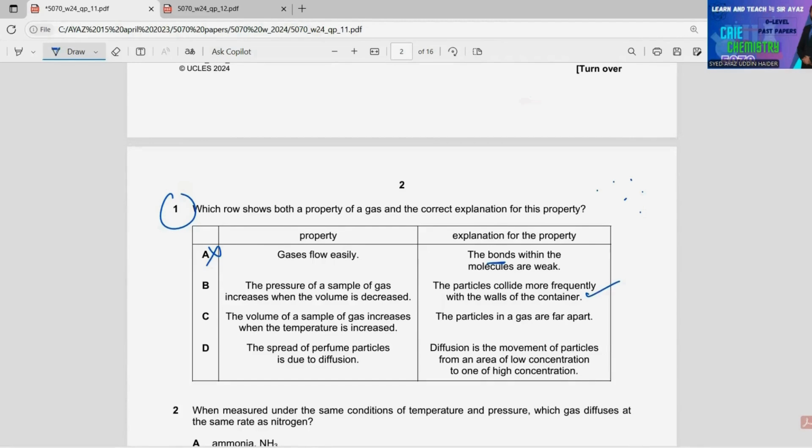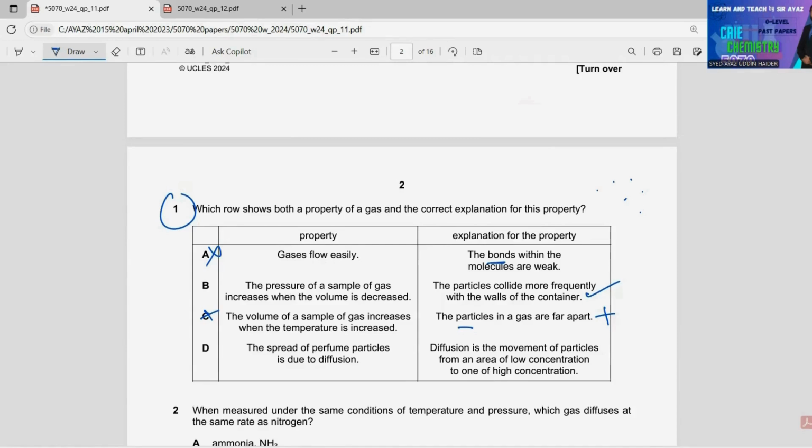See, the volume of a sample of gas increases when the temperature increases. Yes, the volume of gas increases if you increase the temperature because the particles gain energy. They will gain more kinetic energy. This is not the explanation. The particles in gas are far apart. This is incorrect. So this C is incorrect.